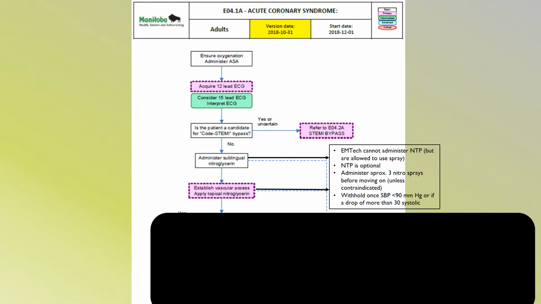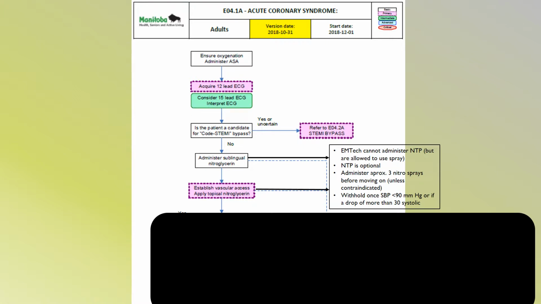So then we get down to administer sublingual nitroglycerin. EMRs or EMTs, you're not able to administer nitro patches, but you are able to use the spray. And you can use the spray right out of the bag as long as you're following the indications and the contraindications. And it's not clearly written in here, but generally accepted guidelines and standards say that you give 3 doses of nitro, and then after 3 doses of nitro, if the patient is still uncomfortable and experiencing pain, that you would move to an opioid.